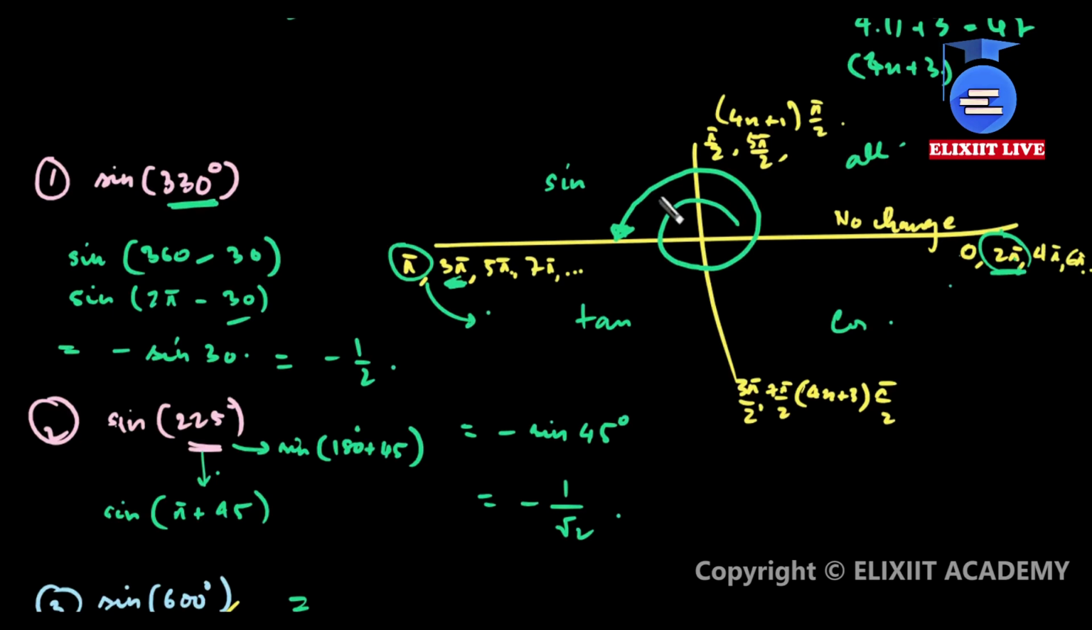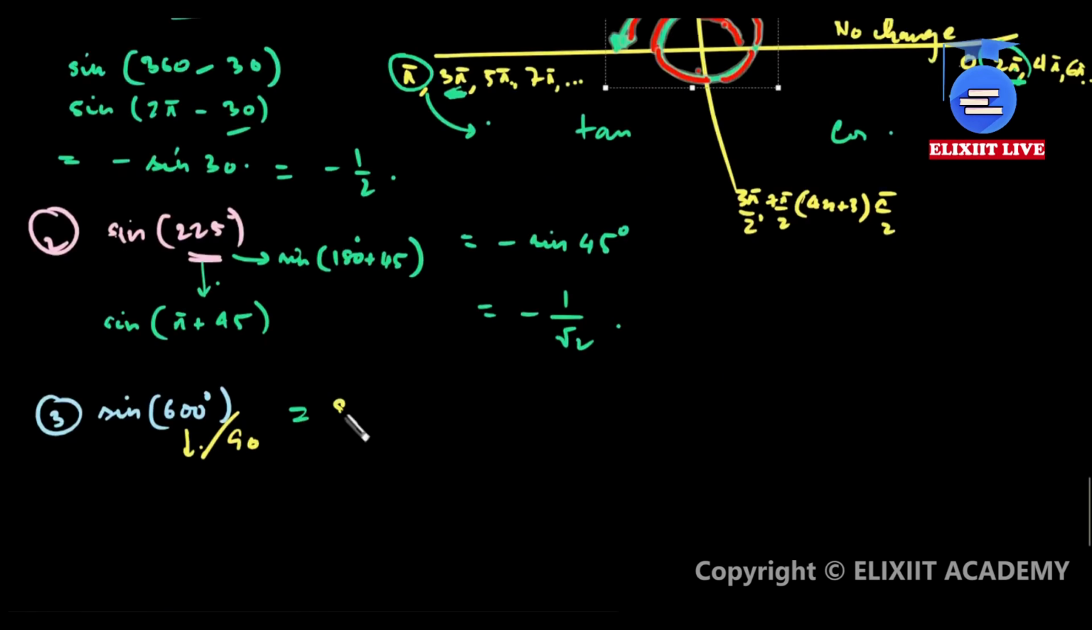Clear? So 6 times pi by 2 plus 60. Why 6 times pi by 2? Think of it this way: 90 once again, 1, 2, 3, 4, 5, then 6. So 6 times pi by 2 means 3 pi.